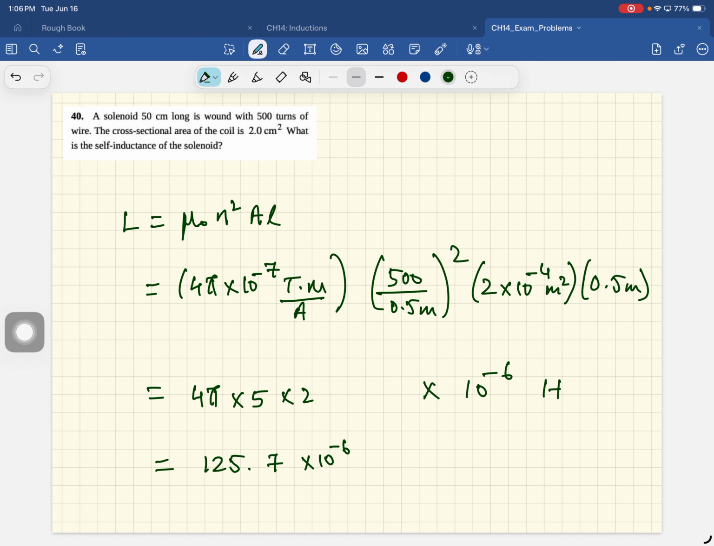Okay, so that's every meter of that solenoid has 9 microhenries of inductance to it.